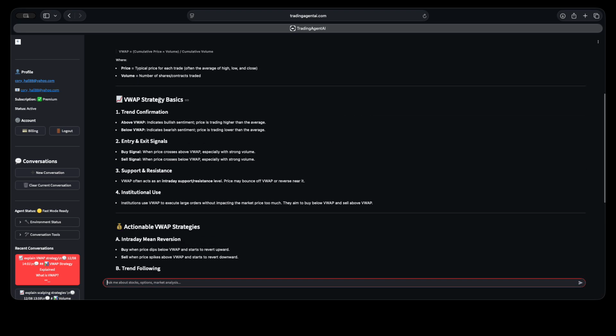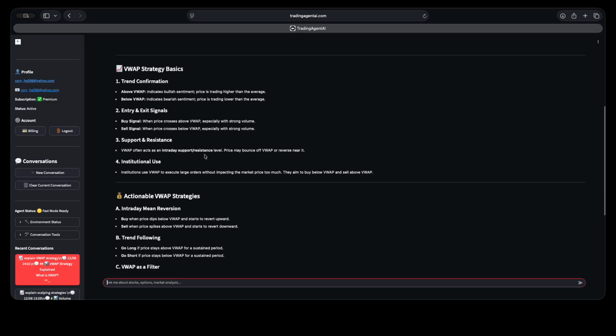VWAP strategy basics. There are three basics here, starting with trend confirmation. Above VWAP indicates bullish sentiment: price is trading higher than the average. Below VWAP indicates bearish sentiment: price is trading lower than the average. And so that's pretty simple and straightforward.